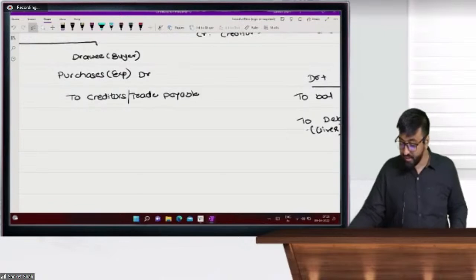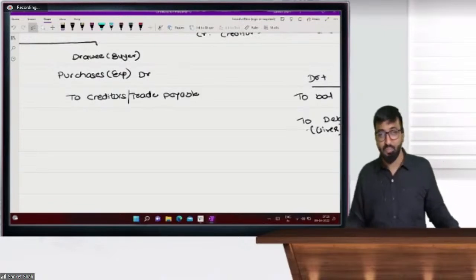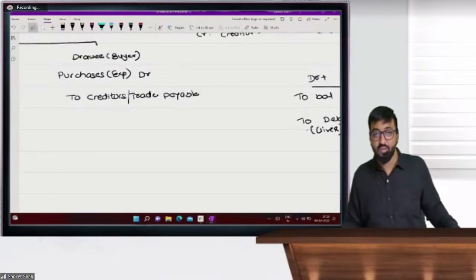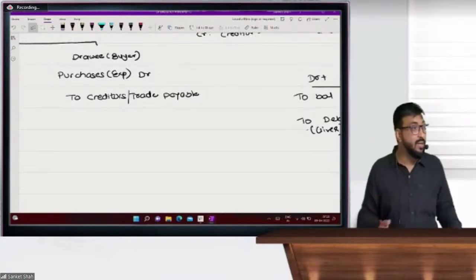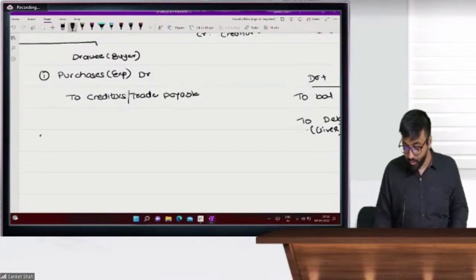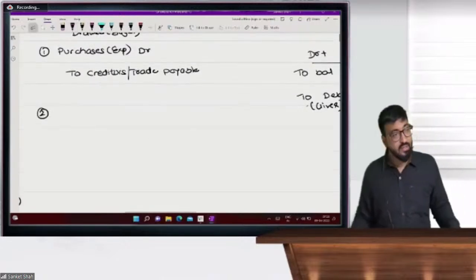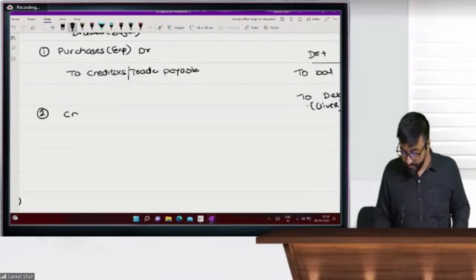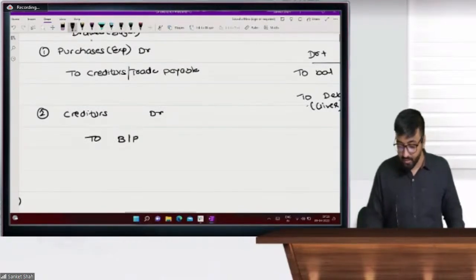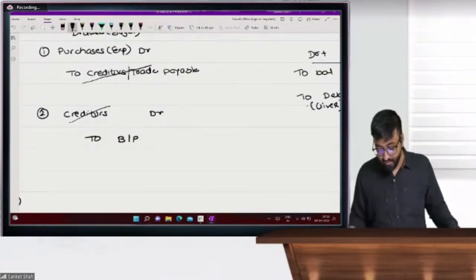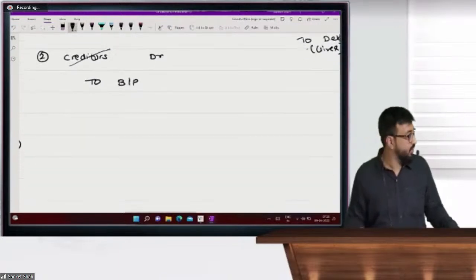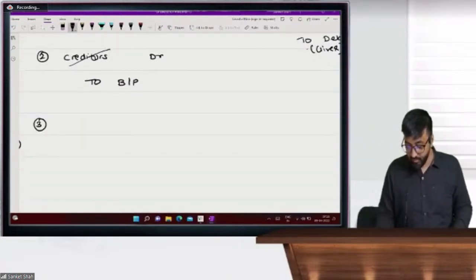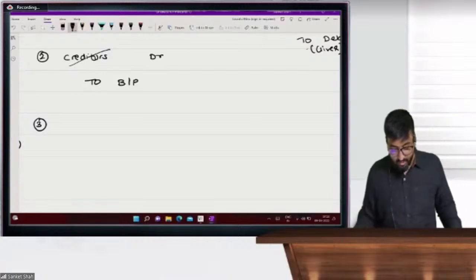Purchases account debit to creditors, trade payable. So now trade payable means you have opened the creditors account. Now, Pratham, what are you going to do with this? Yes, creditors is going to cancel and they will accept bills payable. So creditors account debit to bills payable. Which account is getting cancelled, Pratham? Creditors. Now what are we going to do? Yes, Pratham gave the correct answers, he will get chai for this happiness.